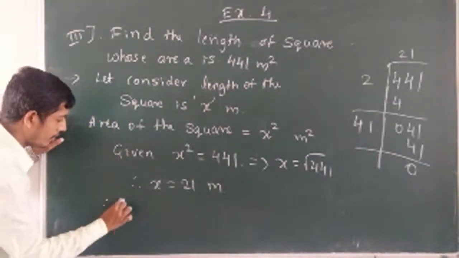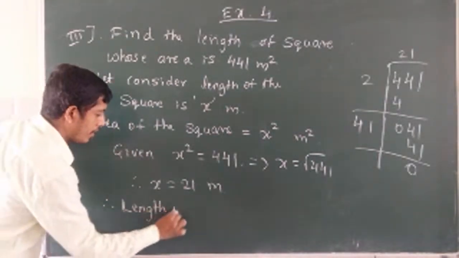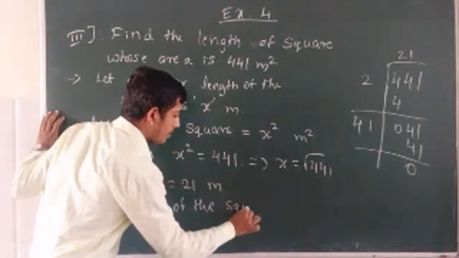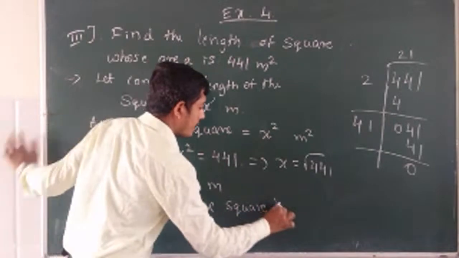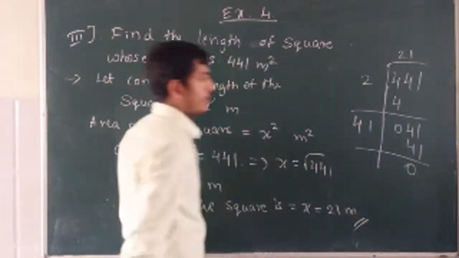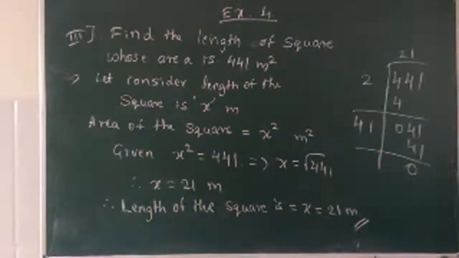Therefore, the length of the square is equal to x, that is equal to 21. Just repeat the steps.